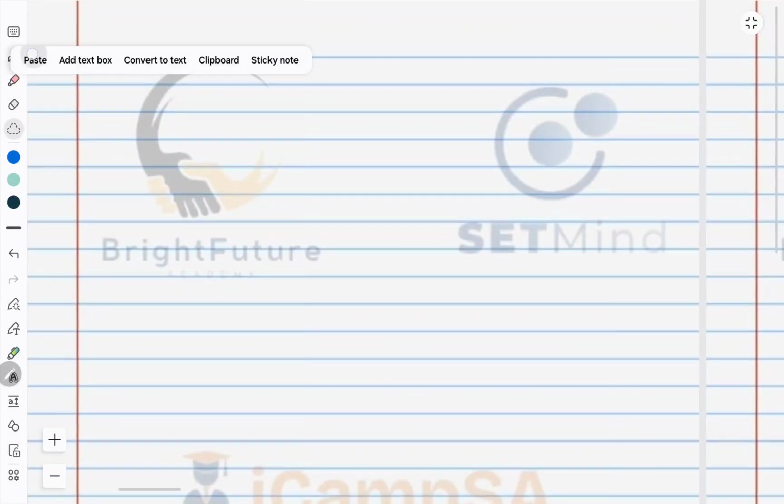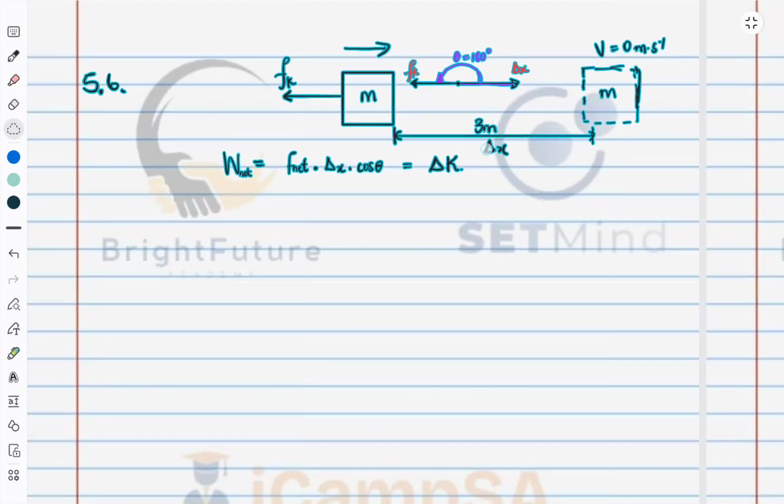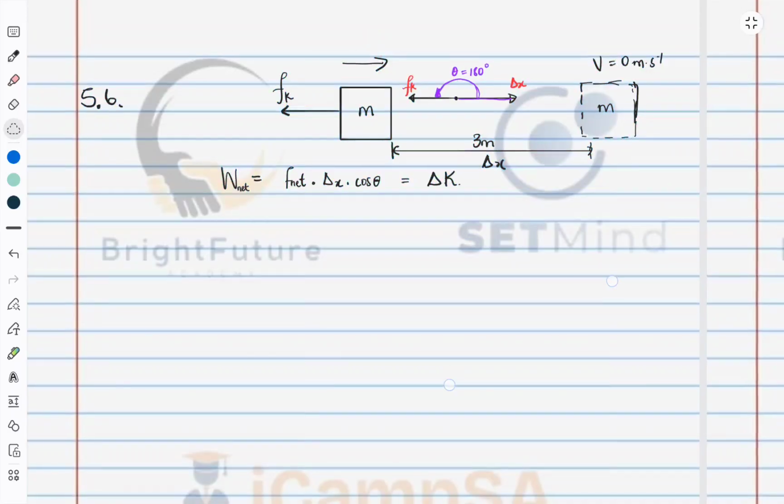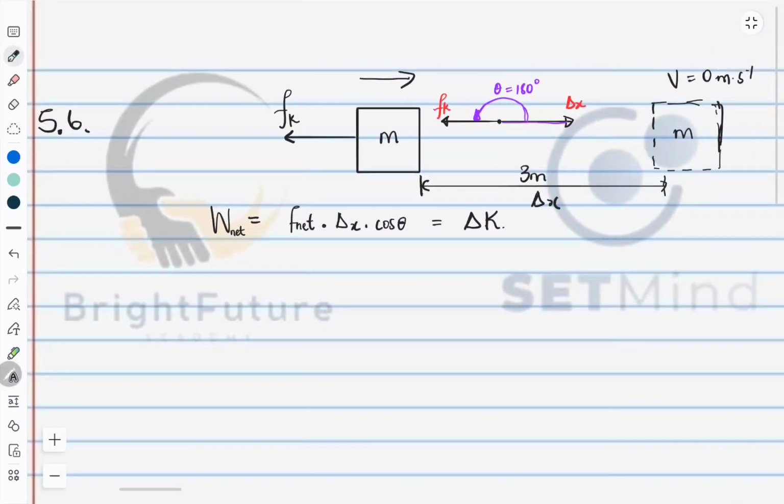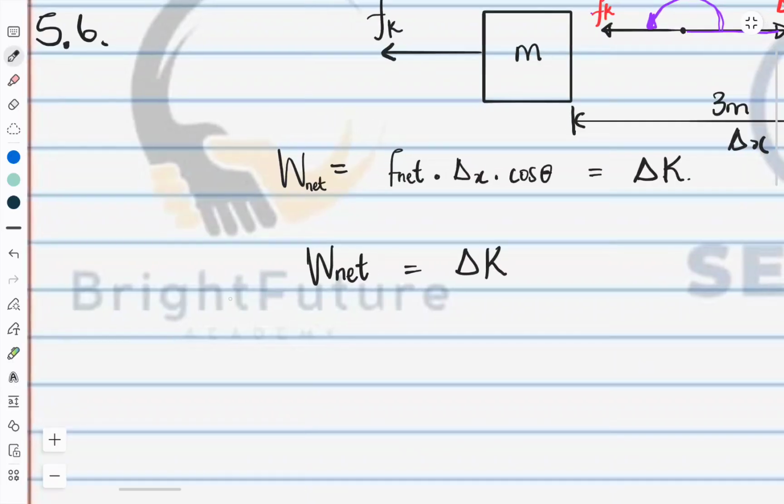So if I come here, let's say I come here, you might start by saying the net work done is equal to the change in kinetic energy. This is the work-energy theorem, right? And then you say the net work is F net times delta X times cos theta, equal to delta K, right? But in this case, there aren't many other forces, so you can just put our F here.